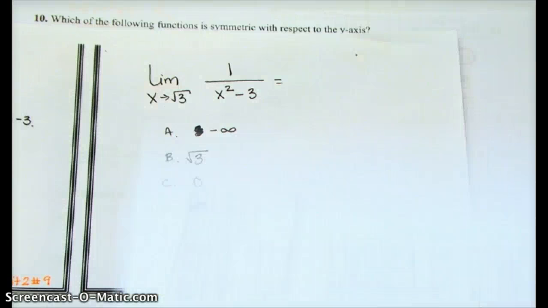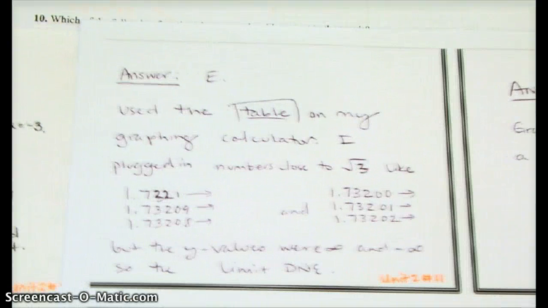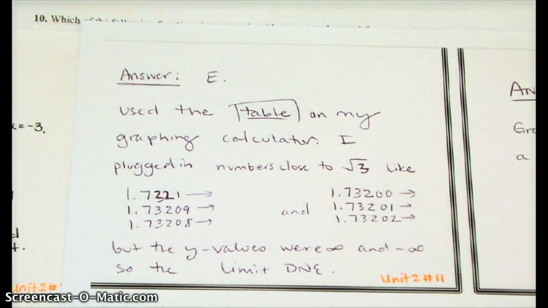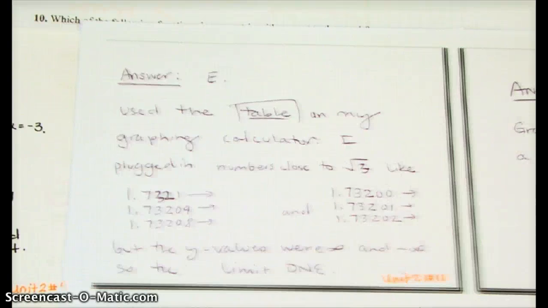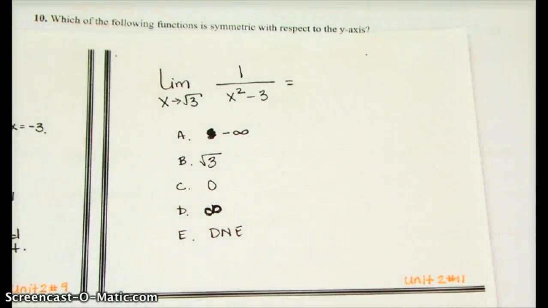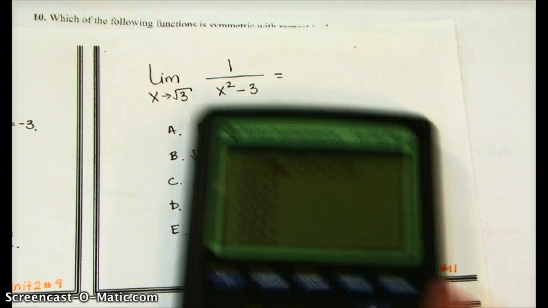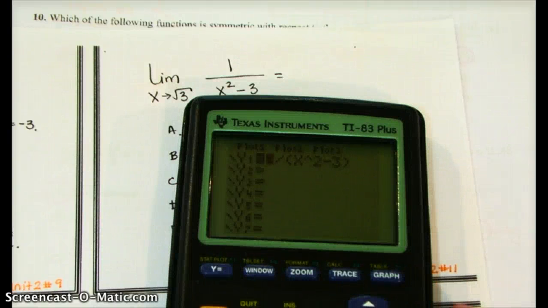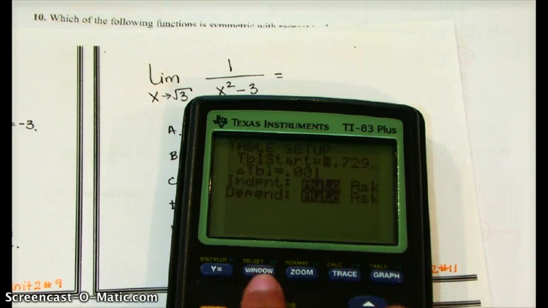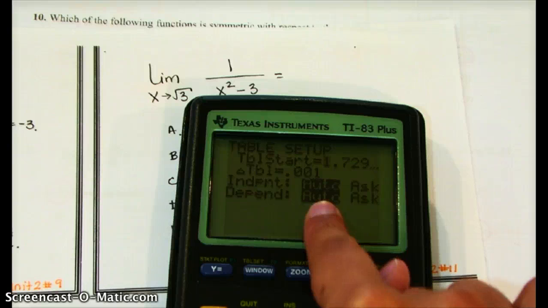So the answer is E, as you probably imagined. Maybe what's more interesting is how we got there. If you look back at this question, you should have typed it into your calculator looking like that. We're going to go straight to the table because you remember the strategy here. Just make sure that your table is set up correctly. So this time you want them both automatically generating.